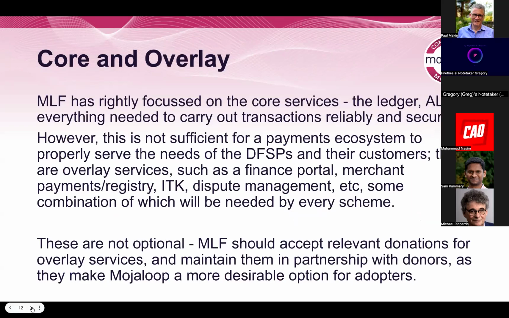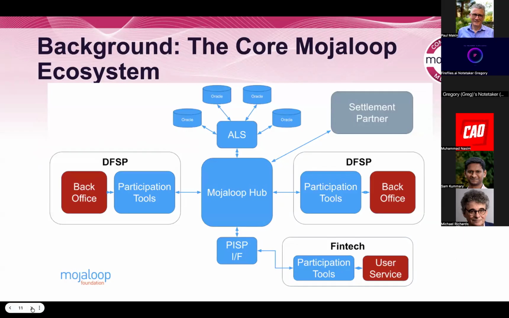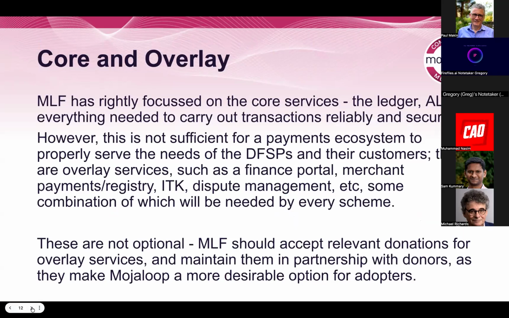But I want to extend it further, there are a bunch of overlay services. So all those things that we've just looked at there are great, but they're not sufficient to launch a payment service. We need more. And they're what we call the PSP services. We call the overlay services. So there are finance portals, for example. There's the merchant payments registry, the integration toolkit, dispute management, and some combination of these will be needed by every scheme. These aren't optional. We need them in order to create a viable ecosystem.